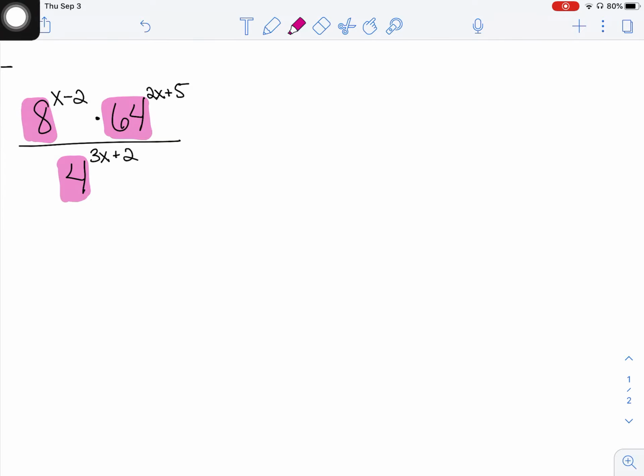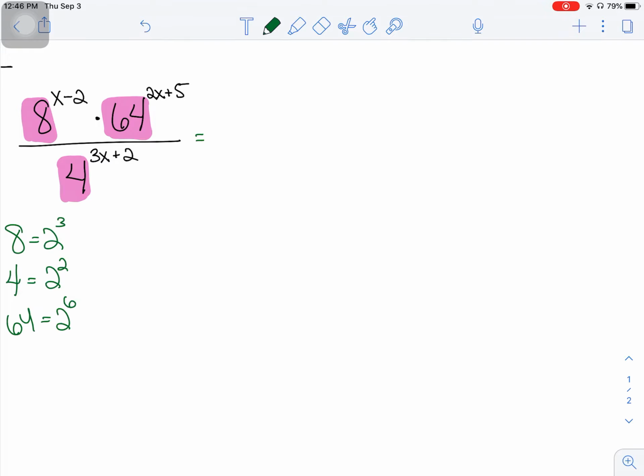So this is a little bit weird, but what you could do is turn all of these into base 2s. So 8 is 2 to the third, 4 is 2 squared, and 64 is 2 to the 6th. All right. So this is really the trickiest one that you're going to see, where none of the bases that are given are actually the base you want to work with. So see what you can figure out.